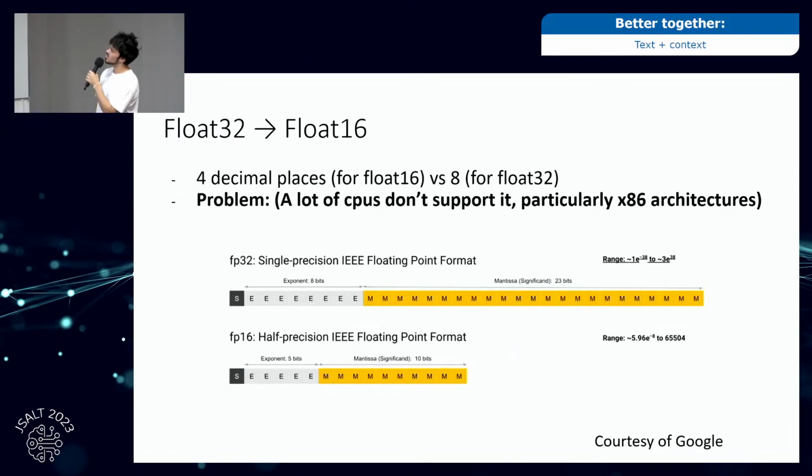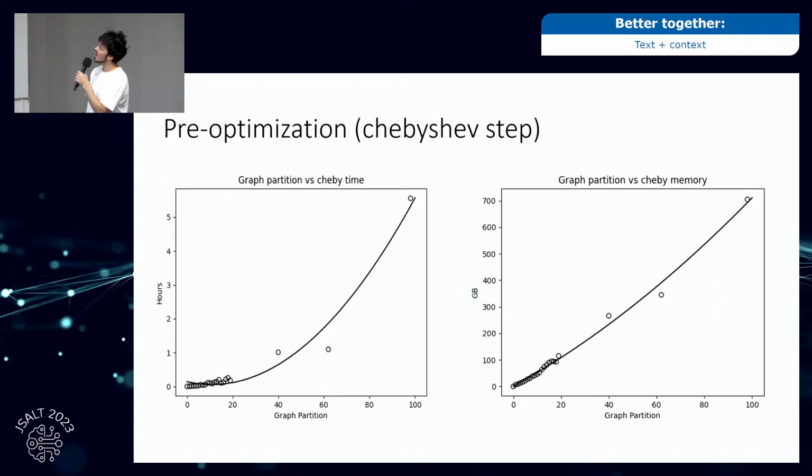And then changing the data type is just using less space in these huge embedding matrices, right? Just using fewer digits for each number. A lot of CPUs don't support it, but a lot of the ones that we are running it on do. So what do these optimizations give us?